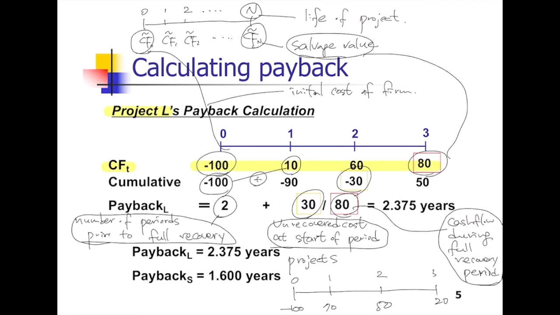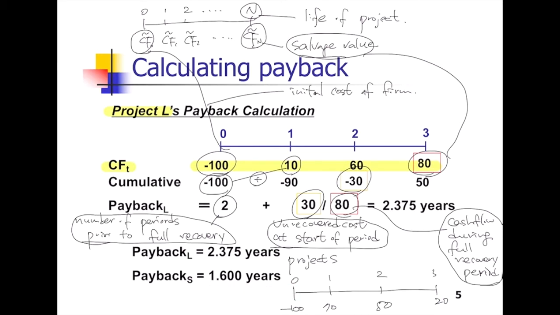What does it mean, 2.375 years? Yeah, this number means how long it takes to get our money back. So for project L, when they invest $100 at the current time, they can pay back this money after 2.375 years. And when you use this equation, you can also calculate project S's payback period, and it is 1.6 years.